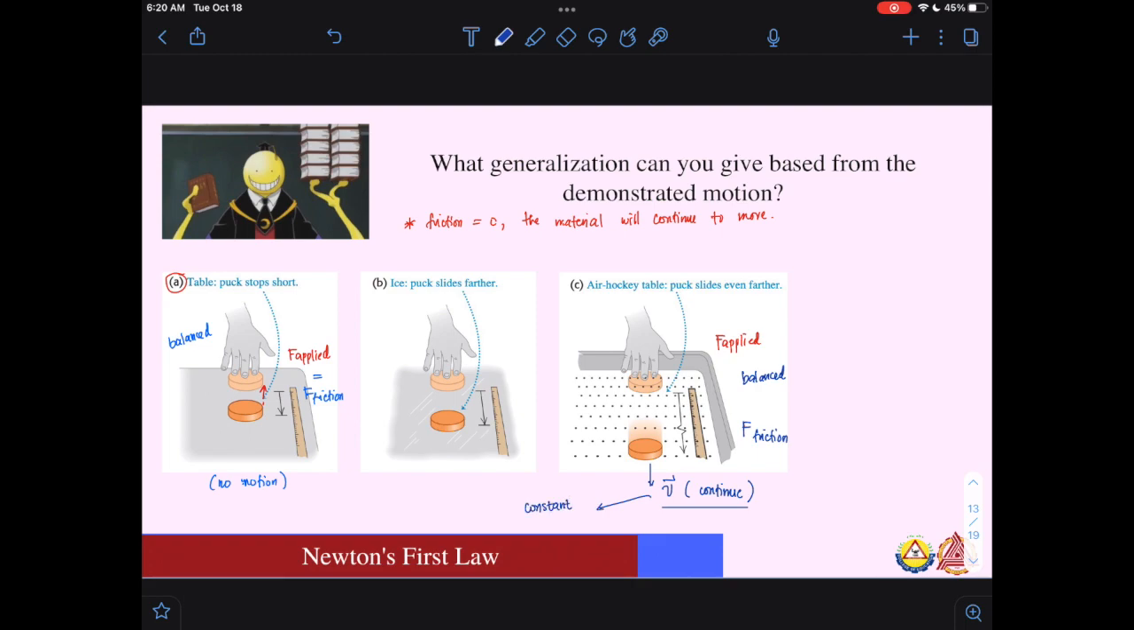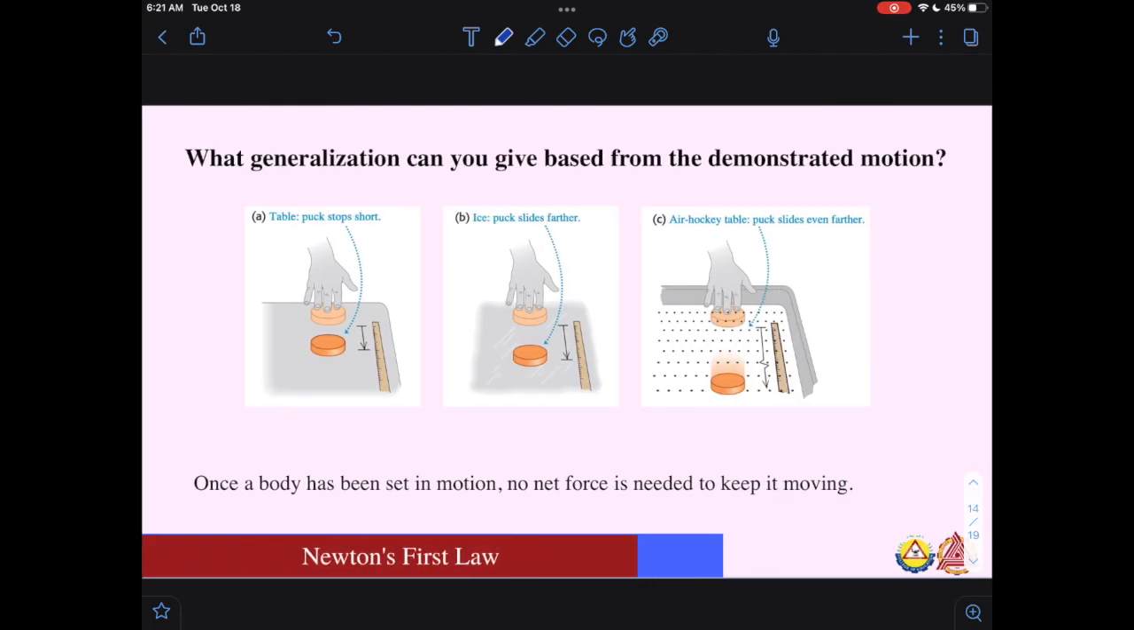So take note, before moving, or when you want to set it in motion, the forces are balanced. If it is still stationary, the forces are balanced. Once it is moving and continues to move, the forces are still balanced, because it is not accelerating and not slowing down. So try to remember that, because that will be helpful in understanding the first law of motion by Newton. Now, again, what generalization can you give based on the demonstration?